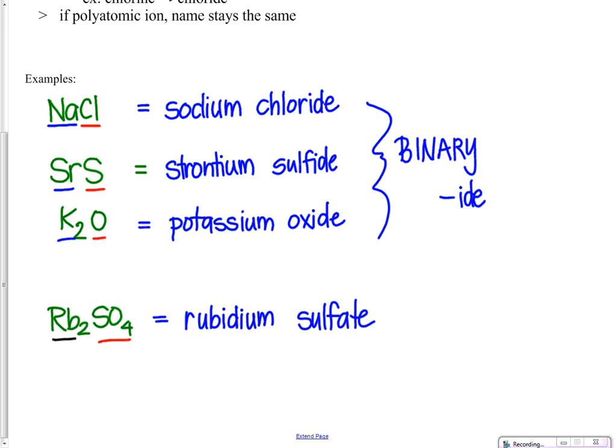If you notice, of the 4 examples I've done so far, everything just has 2 names. So compounds should have a first name and a last name. Let's try something that involves a transition metal.